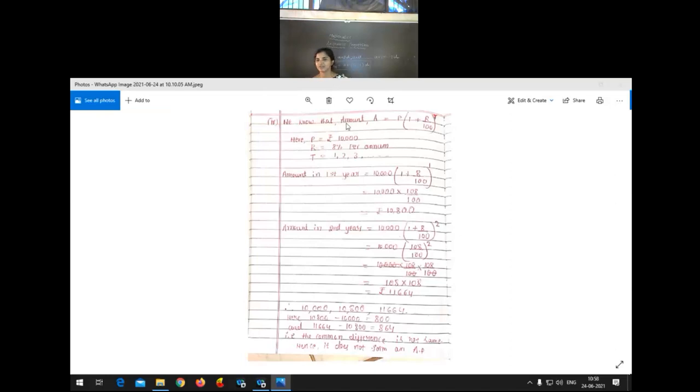Okay, so here we have to take the formula: amount A is equal to P into (1 plus R divided by 100) to the power of T. It is clear, no? T in the sense year, first year, second year, time duration. P in the sense principal, which is 10,000. R in the sense rate of interest. This is the compound interest formula. So here P is 10,000, R is 8% per annum, T is equal to 1, 2, 3.